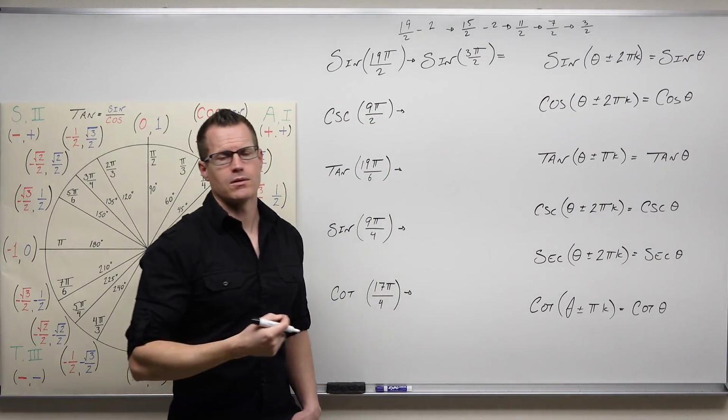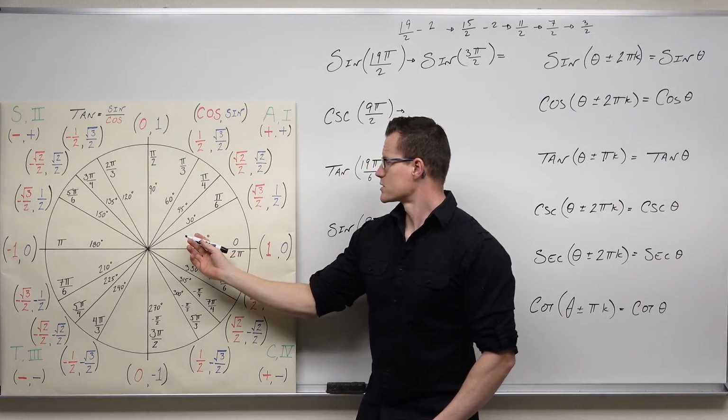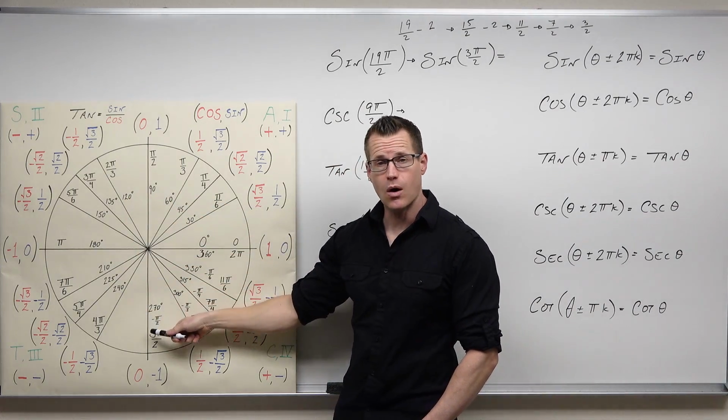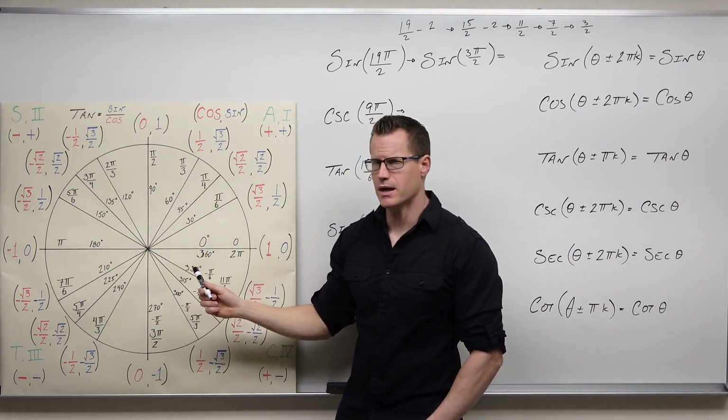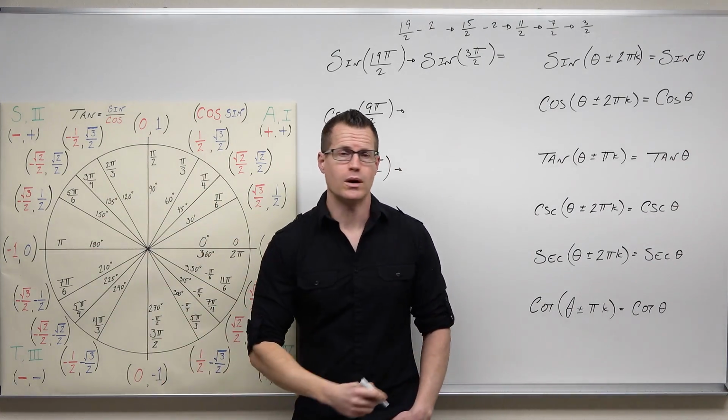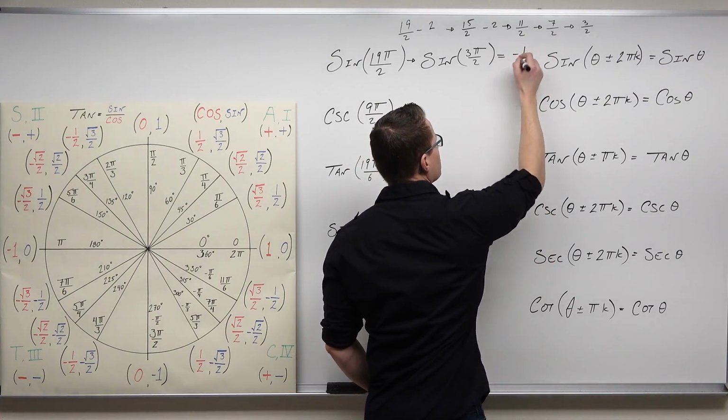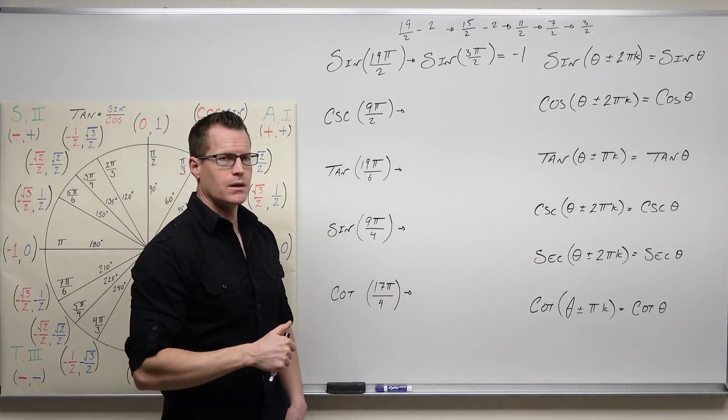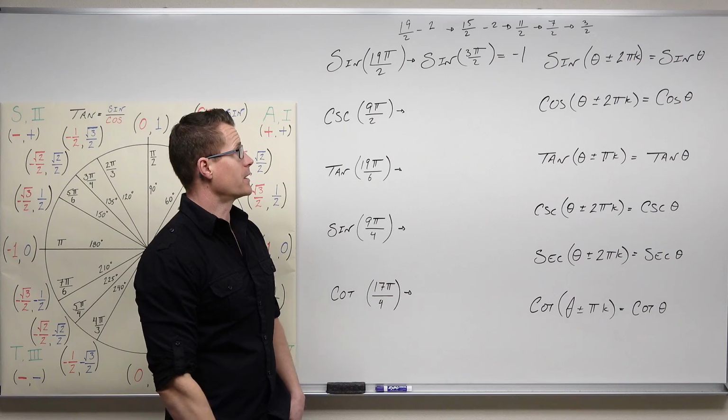So we've just got to figure out what sine of 3 pi over 2 is. We're going to go 3 pi over 2. That's within this 0 to 2 pi interval. That is going to be -1. And we're done.